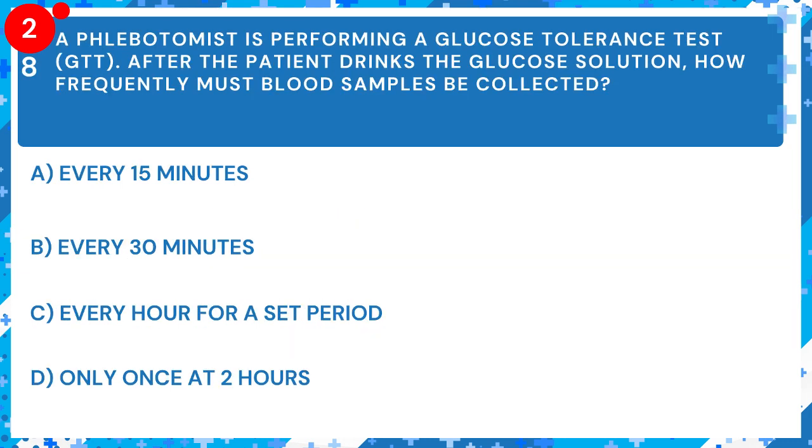Question 28. A phlebotomist is performing a glucose tolerance test, GTT. After the patient drinks the glucose solution, how frequently must blood samples be collected? A. Every 15 minutes. B. Every 30 minutes. C. Every hour for a set period. D. Only once at 2 hours.